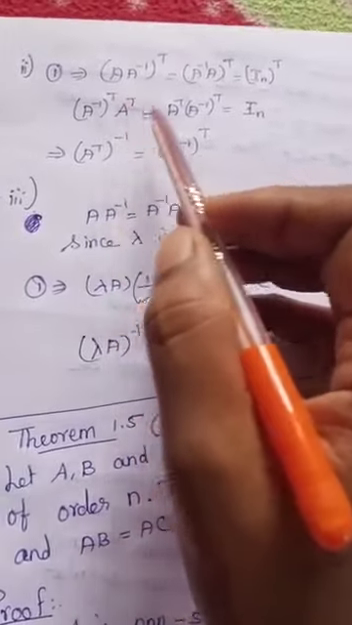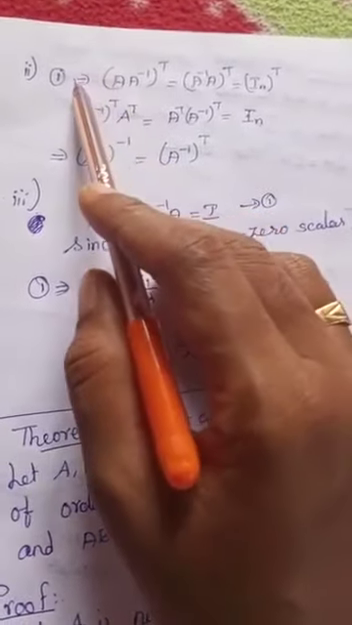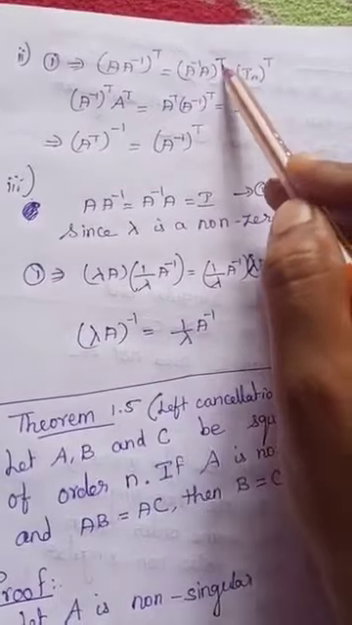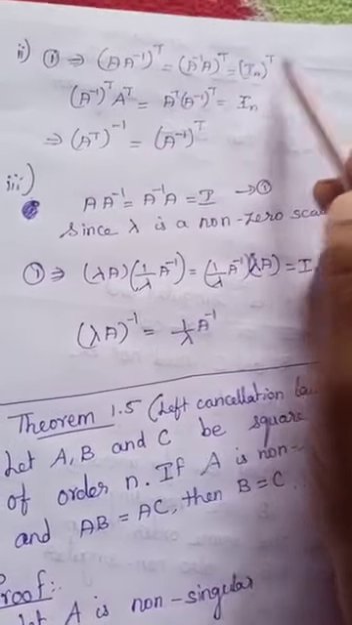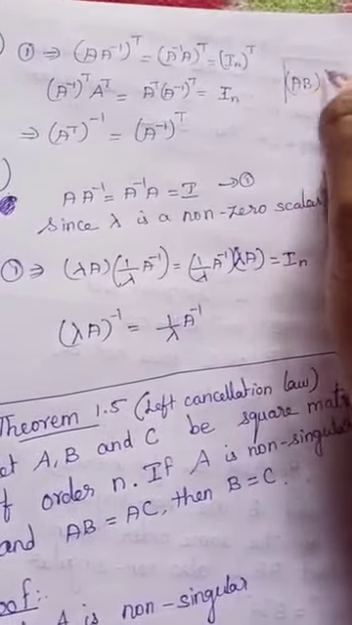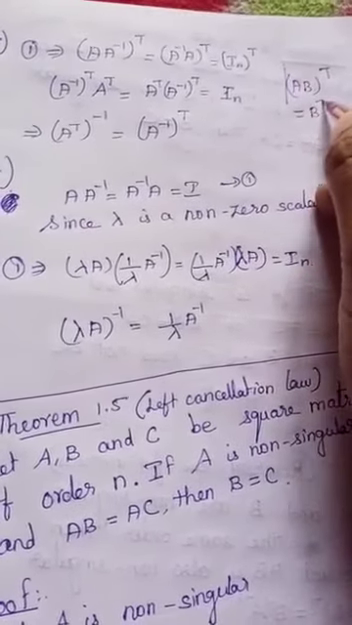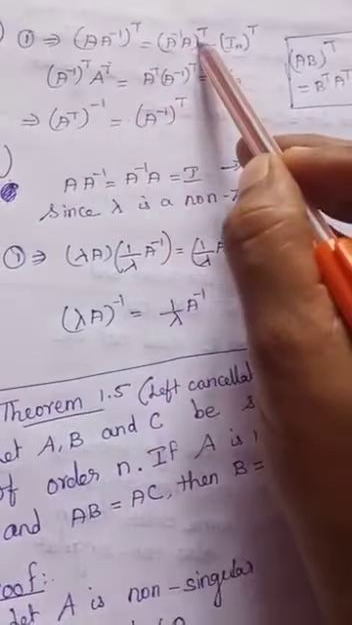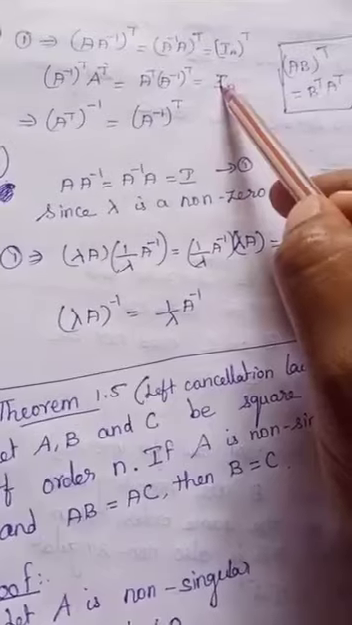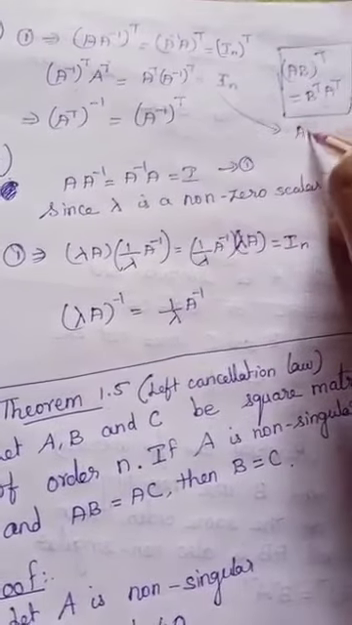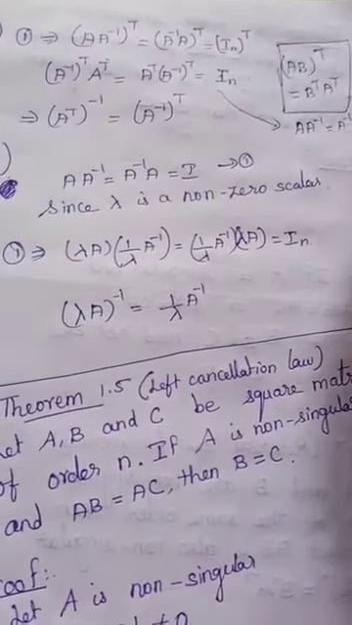For the second proof, as I said, it is related to the transpose, so we can take the transpose on equation 1. A into A inverse the whole transpose is equal to A inverse into A the whole transpose is equal to In the whole transpose. We have learned from grade 10 that AB the whole transpose is equal to B transpose into A transpose. The same thing we are using here. So we get A inverse the whole transpose into A transpose is equal to A transpose into A inverse the whole transpose is equal to In. Shall we compare it with A into A inverse equal to A inverse into A is equal to In?